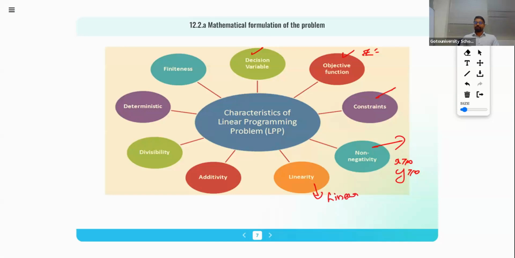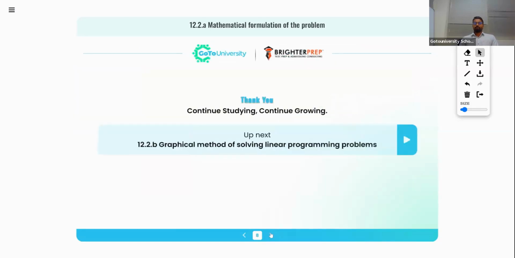We cannot do this for any other degree, only linear equations of degree 1 we can do that. Okay, additivity, divisibility, all this you have to understand. And deterministic as well as finiteness. The first thing is you have to have a finite answer. That's very important. Okay, so all these are the characteristics of a linear programming problem. If none of this is available, or any of the opposite things exist, that cannot become a linear programming problem. Okay, so let's see some example.